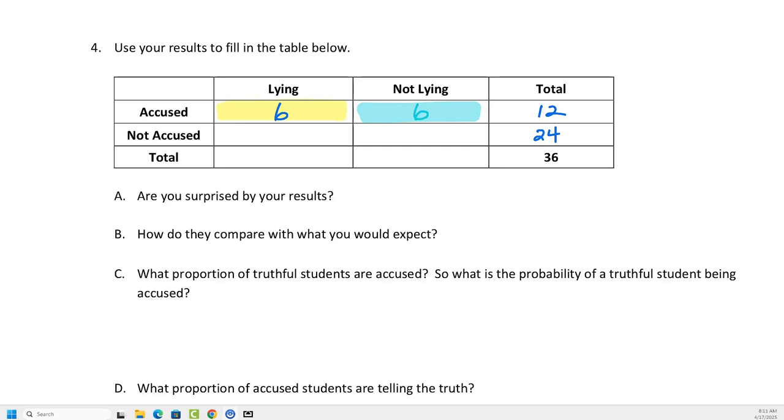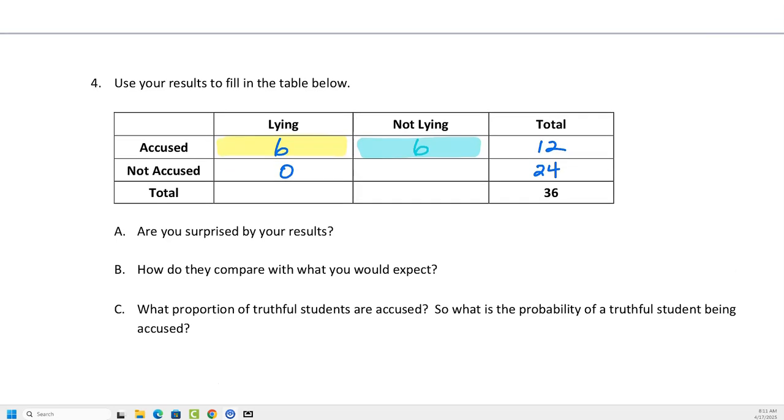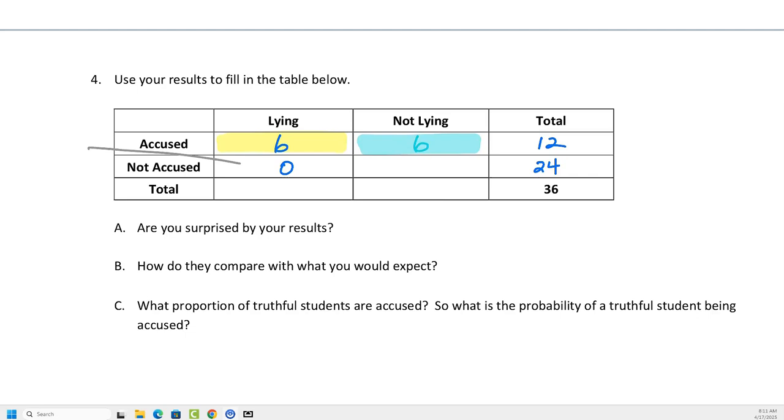He always gets that right. If they're lying, they're accused, right? So we know this has to be 0, right? So maybe let's just draw a little note here, right? If lying, they are accused. I forgot about that fact, so I'm appreciating that right now.